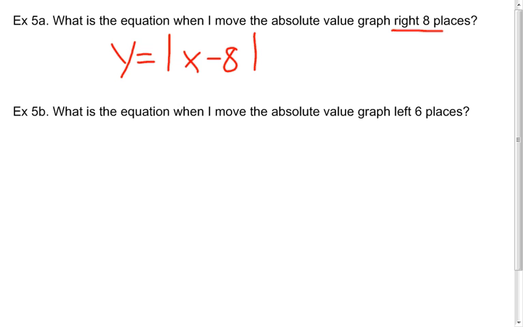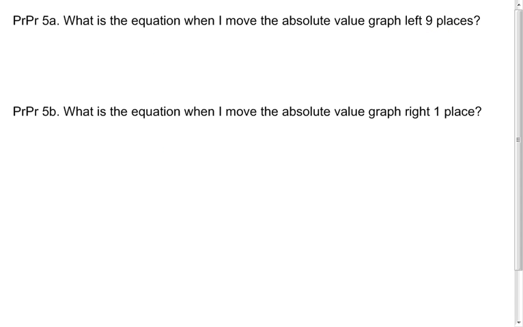Right means subtract on the inside. What is the equation when I go left 6? Left is add on the inside. So I get y equals absolute value of x plus 6. Okay. Up and down happens on the outside of the bars. Left and right happens inside the bars. Two of those for you to try.